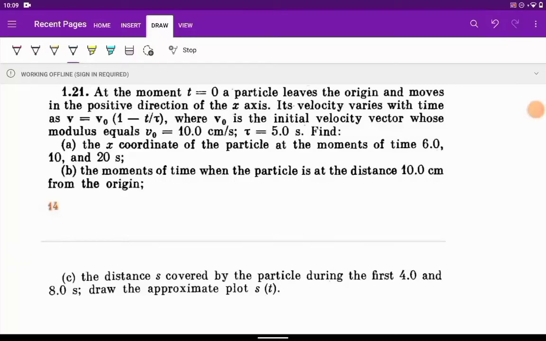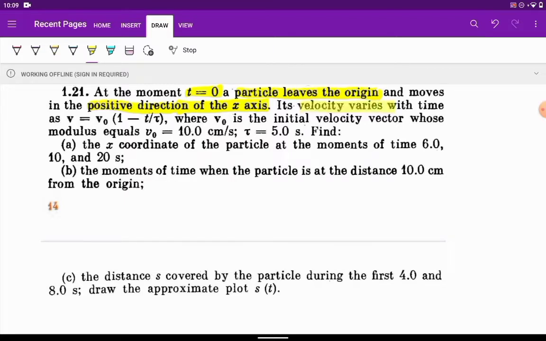So this particular problem is about, again, the equation of the velocity with respect to time is given, and then we have to find out basically the x coordinates and the distances at some point of time or during a particular duration of time. So at the moment t equal to 0, at the starting, the particle leaves the origin and moves in the positive direction of the x-axis. So initially the particle is at the origin and it starts moving in the positive direction of the x-axis.